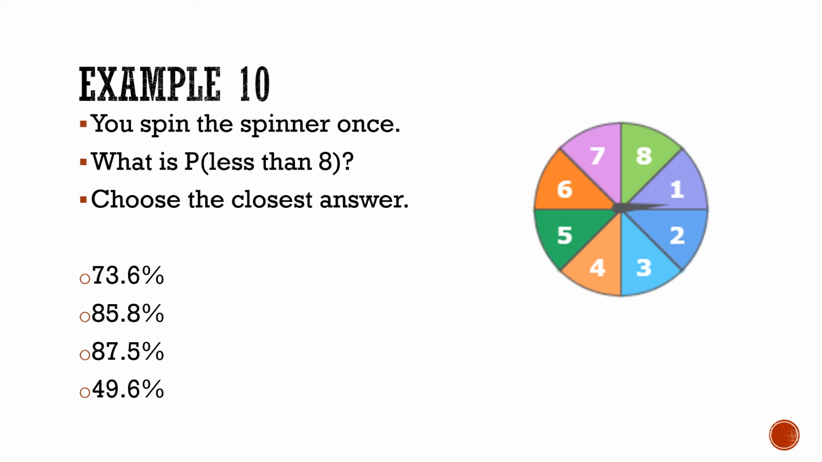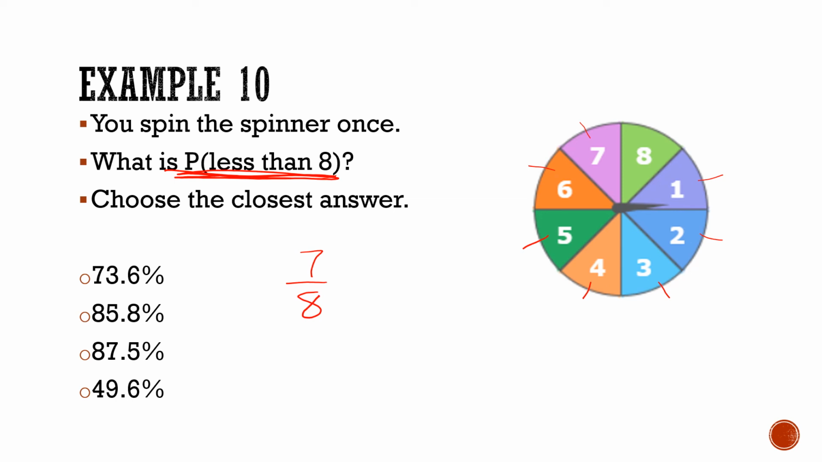Okay, you spin the spinner once. You're looking for the probability that it lands on a number less than 8. Okay, so any number less than 8. So that's really all of them except 8. So that would be 7 out of 8 of them would be less than 8.